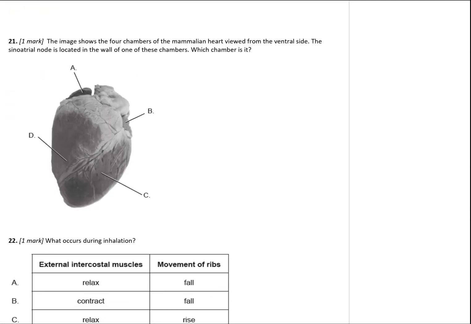21. So where is the SAN? So the SAN is in the right atrium. So if we think of the heart, right atrium, left atrium, right ventricle, left ventricle, roughly speaking. Therefore, A must be the correct chamber there.